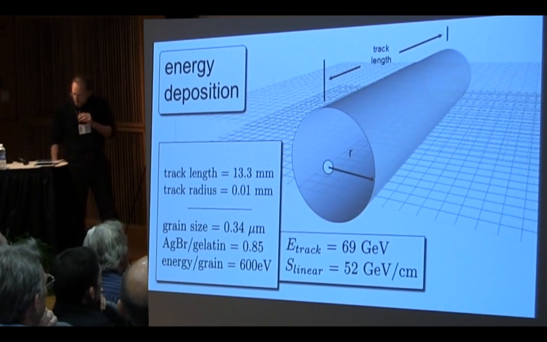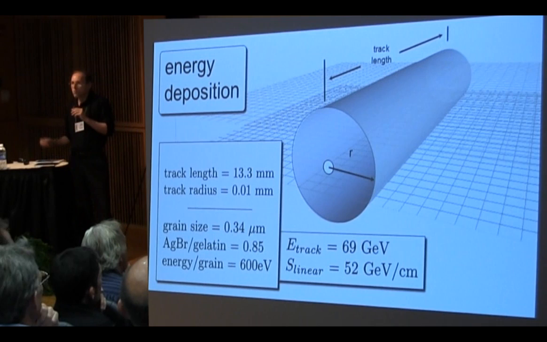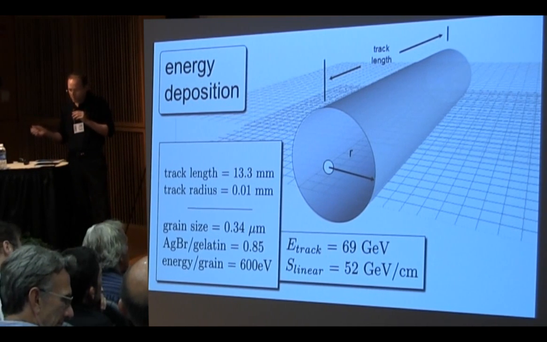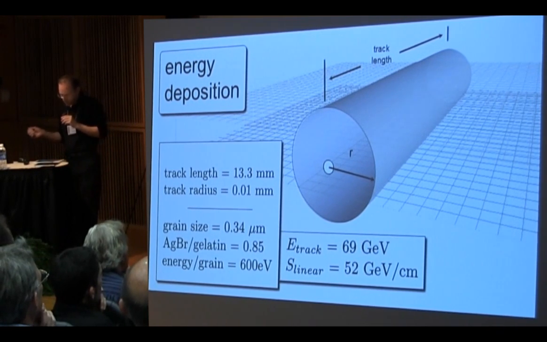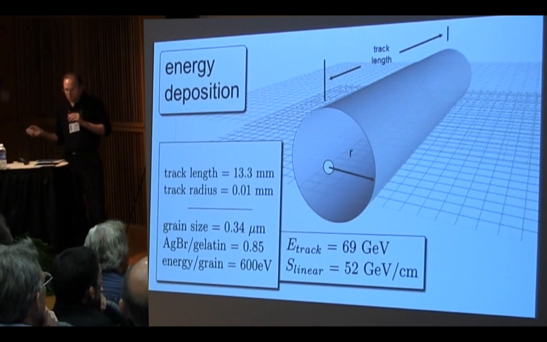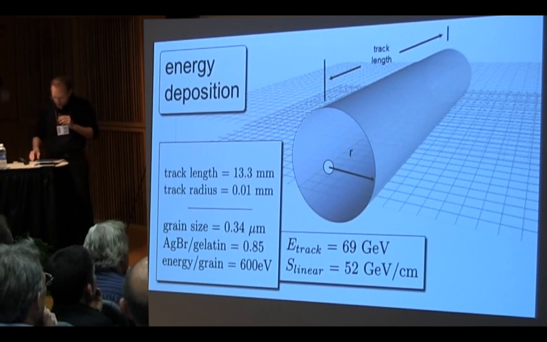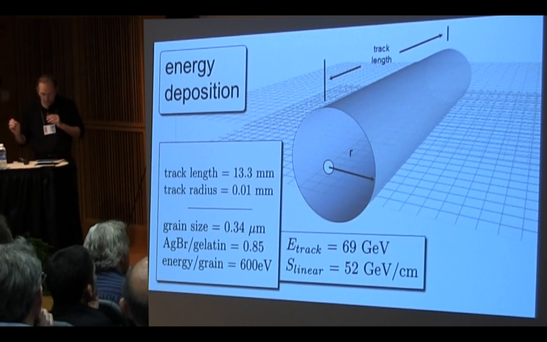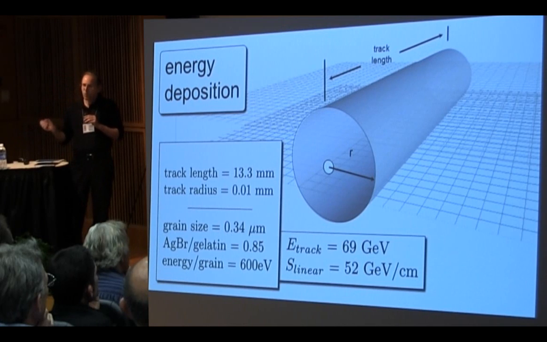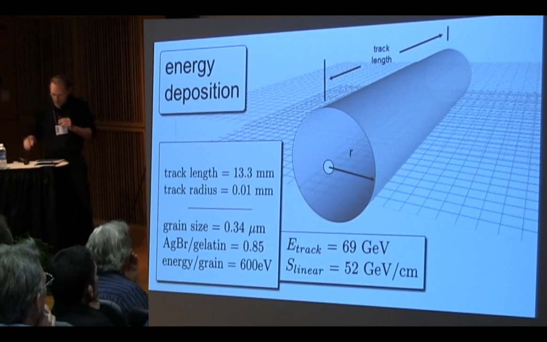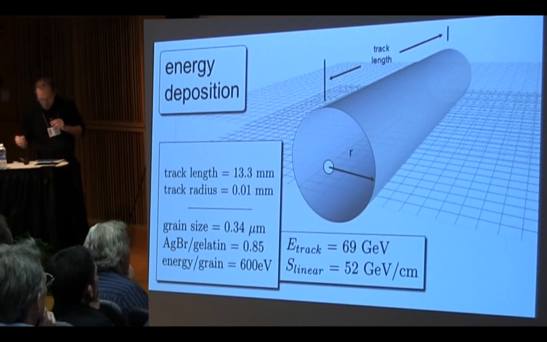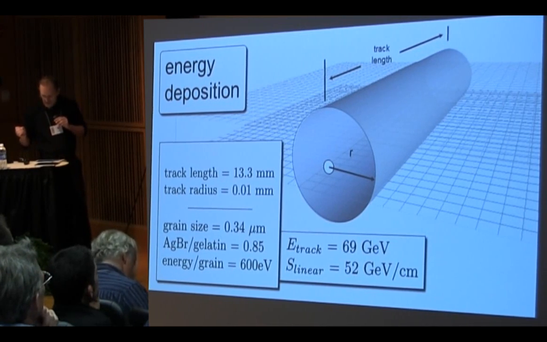Energy deposition for a given track is found using parameters for Kodak type NTB3 emulsion. We assume 600 electron volts to expose a silver bromide grain. And we assume a silver bromide to gelatin ratio of 85% and a grain size of 0.34 micrometers. Deposited energy for this sample track, which is 13.3 millimeters, is 69 giga-electron volts.